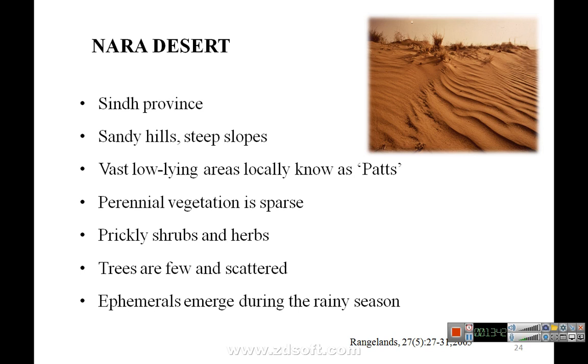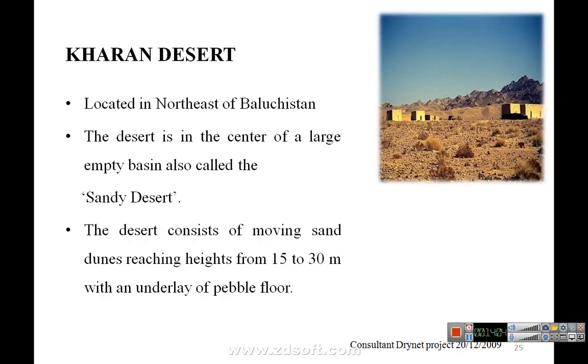Nara Desert, Sindh Province. It is in Sindh Province, with sandy hills, steep slopes, and vast low-lying areas locally known as parts. Perennial vegetation is sparse, prickly shrubs and herbs. Trees are few and scattered. Ephemerals emerge during the rainy season.